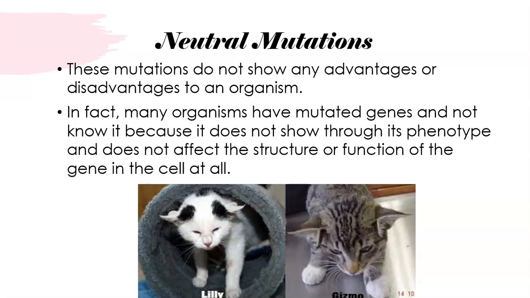Neutral mutations. These mutations do not show any advantage or disadvantage to an organism. In fact, many organisms have mutated genes and don't know it because it does not show through its phenotype and does not affect the structure or function of the gene in the cell at all. So, examples are Lily and Gizmo. They are cats, right? And they're actually from the same mom. Yet they have different phenotypes.